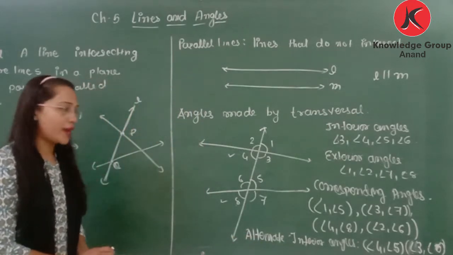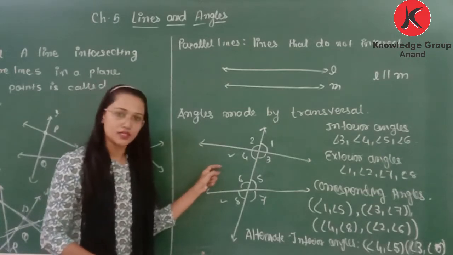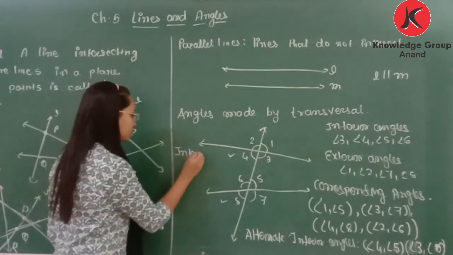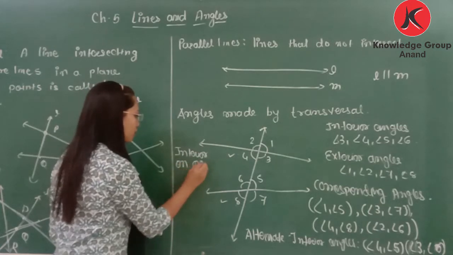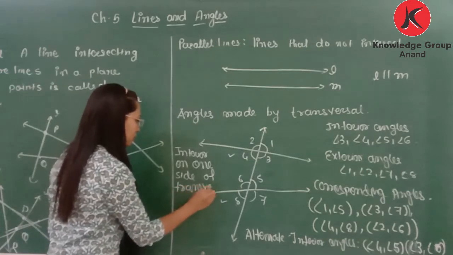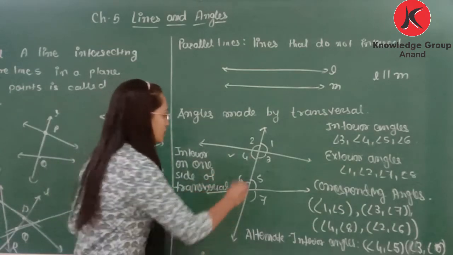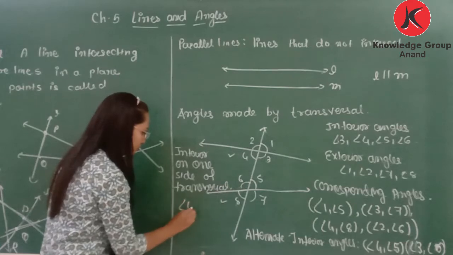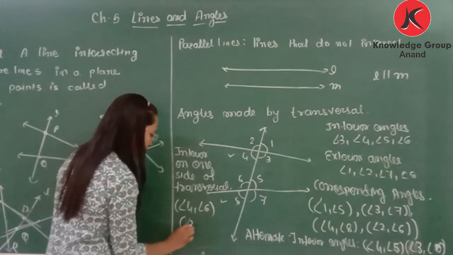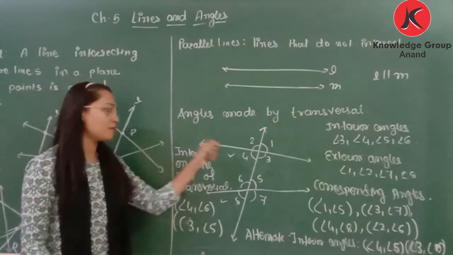Now there is also one pair that are angles on the same side of the transversal. So which are the interior angles on one side of the transversal? That are angle 4 and angle 6, and angle 3 and angle 5. So these are the pairs of angles formed by a transversal.